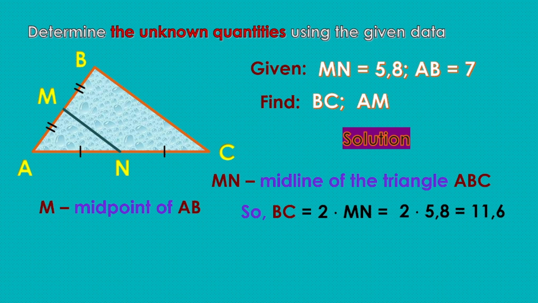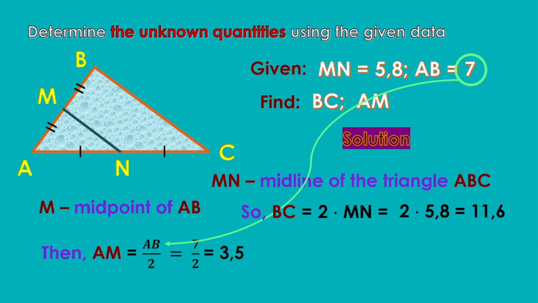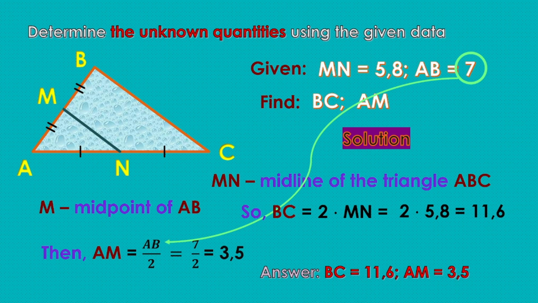AM is the middle of AB. Then how can we find AM? We have to divide AB by 2. Now just substitute. That's it. Here, these numbers are already in the answer.